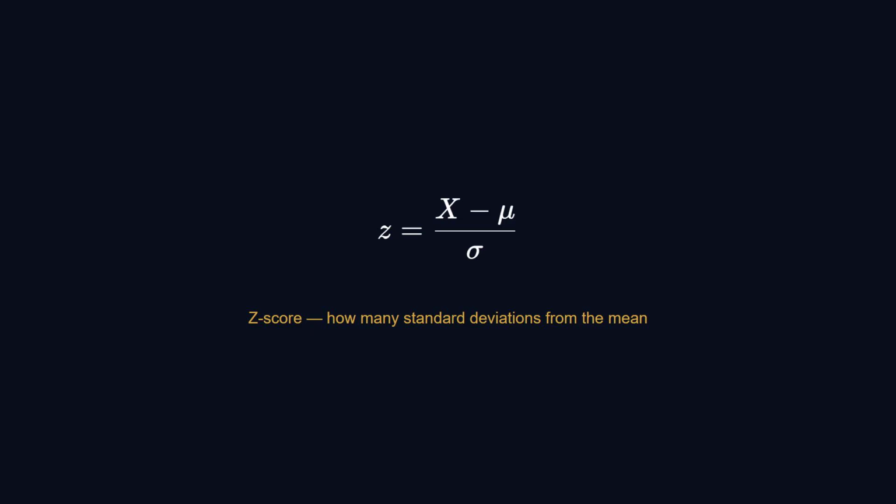What does z tell you? It tells you how many standard deviations x is from the mean. Z equals 2 means x is 2 standard deviations above the mean. Z equals negative 1.5 means x is 1.5 standard deviations below the mean. The z-score converts any normal distribution to a single universal scale. Once you have z, you look up the probability in a standard normal table or use the 68-95-99.7 rule to estimate it.